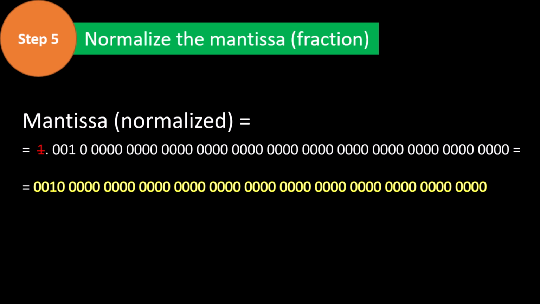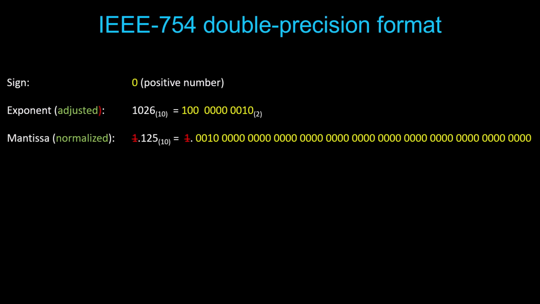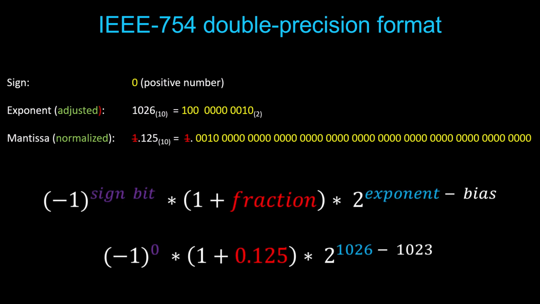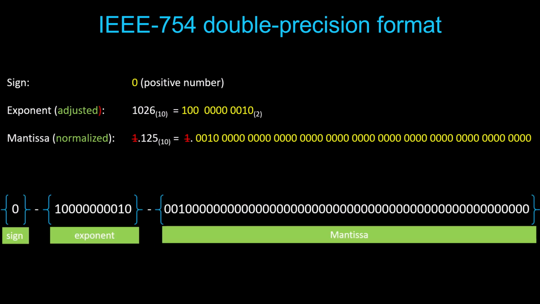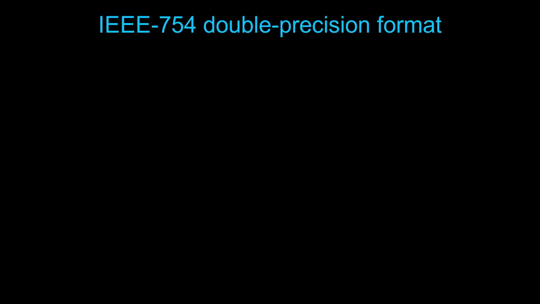Finally, our 3 components, sign, exponent, and mantissa, are as follows. Sign is 0 because it is a positive number. Adjusted exponent is 1026 in decimal base 10, and normalized mantissa is 52 bits, a sequence of zeros and ones. So we managed to formulate 9 into this form, and our final answer is this one. Let's do one more example. Now I want to convert a floating point number to binary base 2 using the IEEE 754 standard. Let's convert 9.1 to binary step by step.